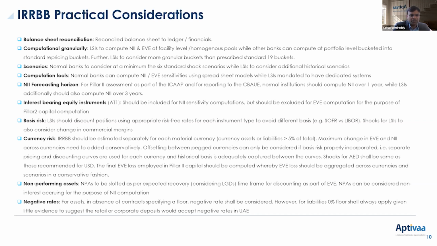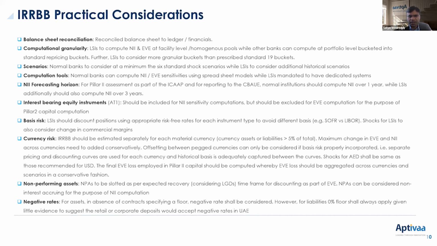Definitely the recent historical data shows much higher shocks compared to the parallel shocks of 200 bips up and down. So there is more than 350 bips change in interest rates. So definitely, as part of the stress testing, banks definitely need to consider the most recent data and recalibrate shocks based on that.